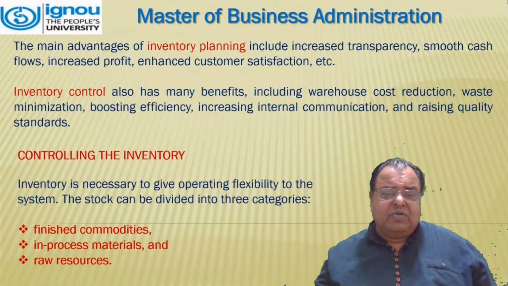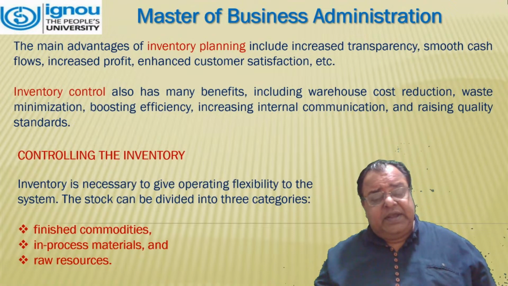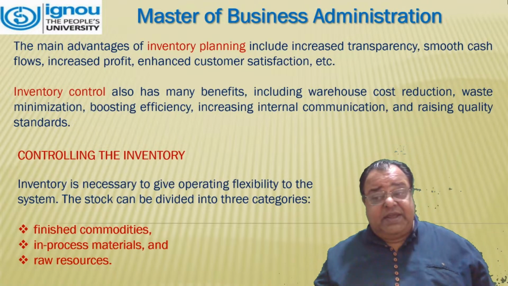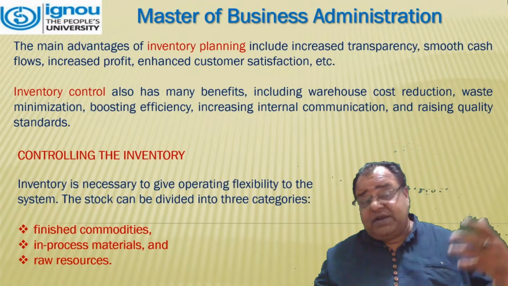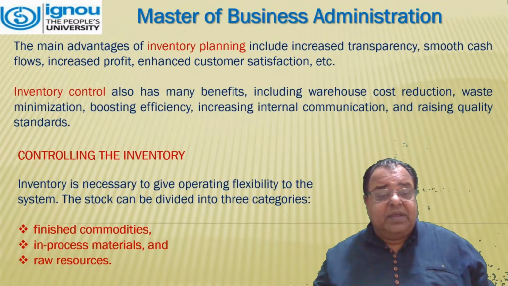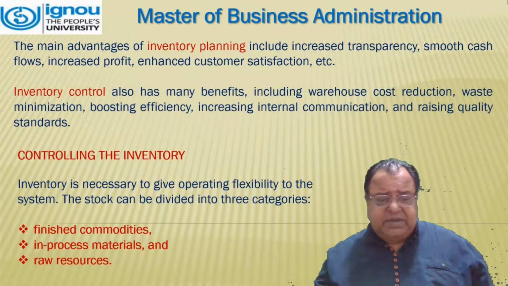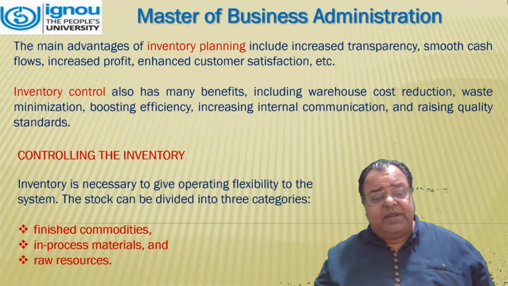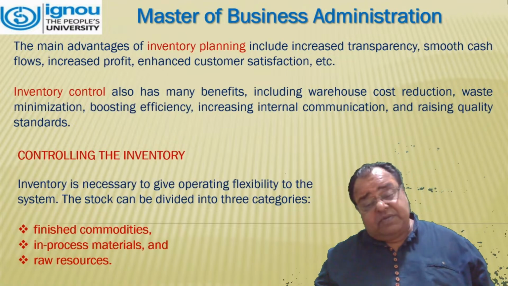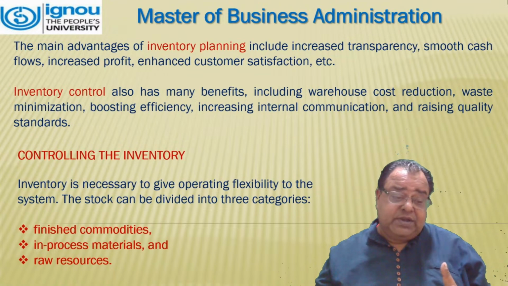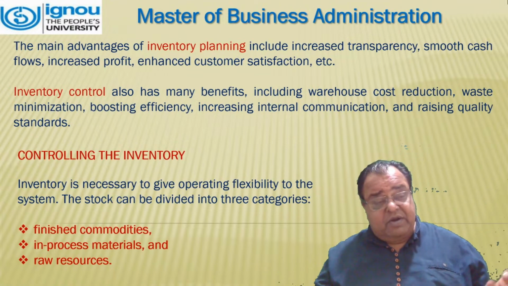Inventory control also has many benefits, including warehouse cost reduction, waste minimization, boosting efficiency, increasing internal communication, and raising the quality standards of the organization. How to control the inventory? Inventory is necessary to give operating flexibility to the system. The stock can be divided into three categories, that is, finished commodities, in process material, and raw resources.